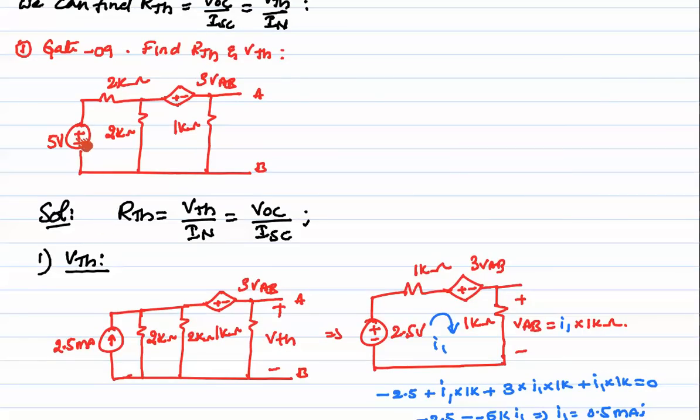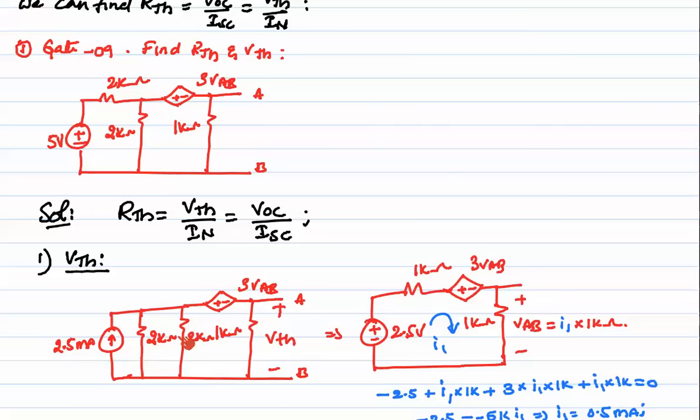So here, by source transformation, a voltage source in series with a resistance can be represented as a current source in parallel with the resistance. So 5 by 2 kilo ohms is nothing but 2.5 milliamps in parallel with the 2 kilo ohms and 2 kilo ohms. And here we have 3 VAB and here VAB. So at the open target terminals, VTH is nothing but VAB in this case.